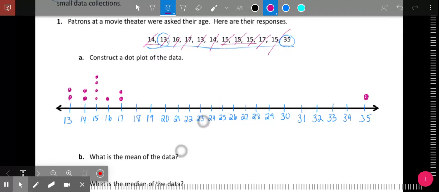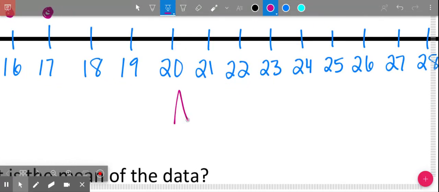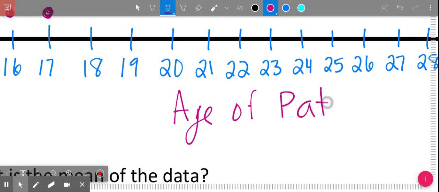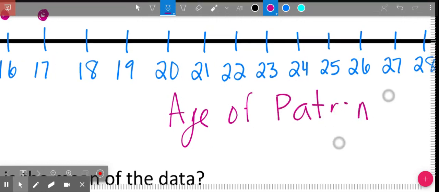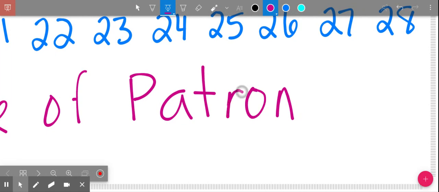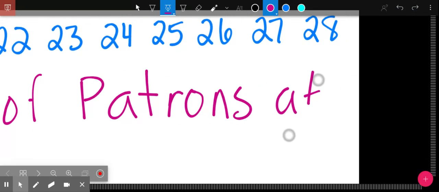We do need to label this. So this is going to be the age of patrons at the movies.